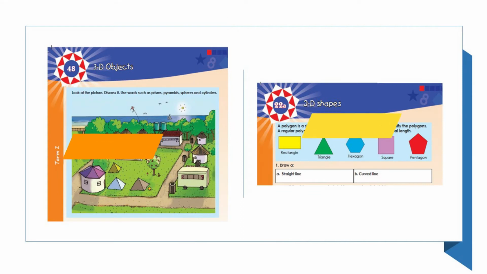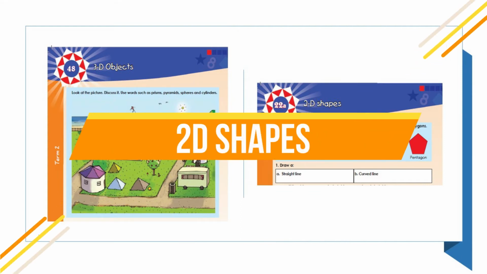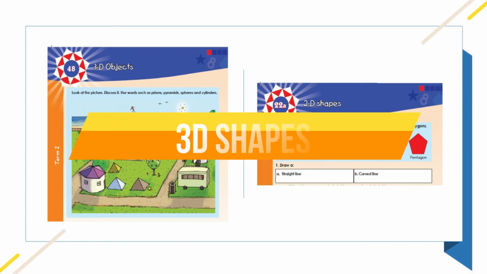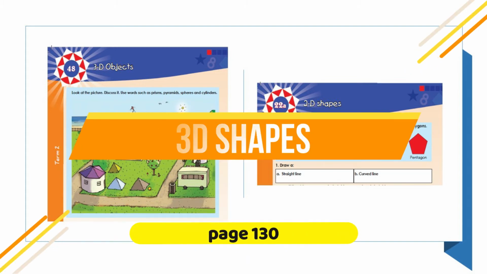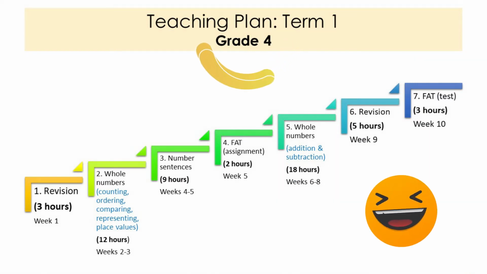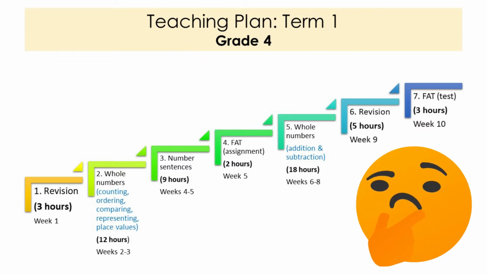2D shape exercises are found on revision page 30 as well as pages 63 to 66, and page 130 contains 3D exercises. Remember to refer back to the revised teaching plan for the Grade 4s in terms of topics that should be covered in Term 1. We also discussed this in our previous video.